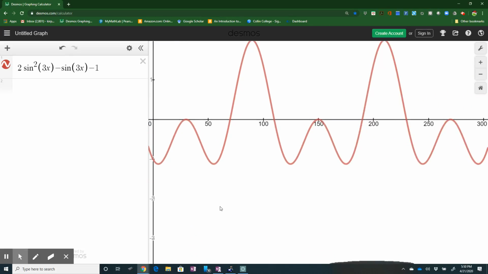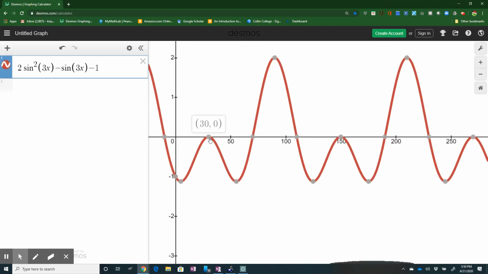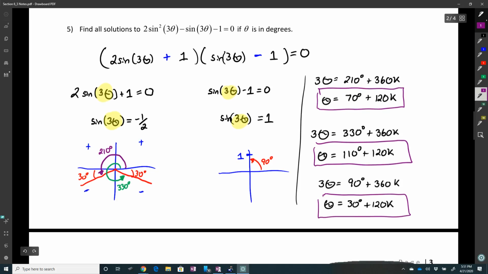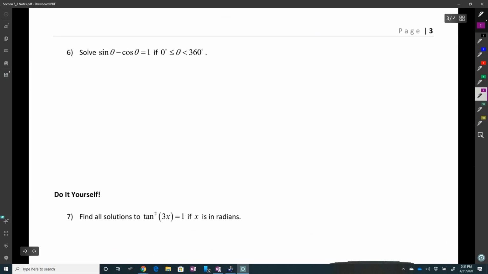This is a weird looking graph, but notice the first x-intercept is 30, 150. So this pattern is separated by 120 degrees. Then you have 70 and 110. 30, 70, 110, and then it repeats, and they're all separated by 120 degrees. And so we got the right answer. 30, 70, 110. All right, let's do this last problem. Then I'll let you go.